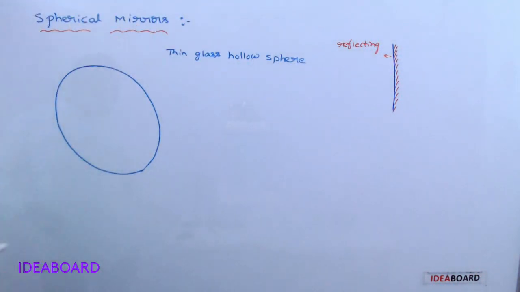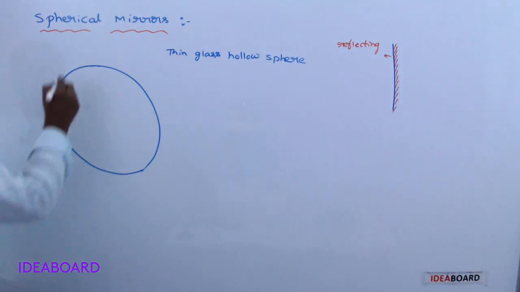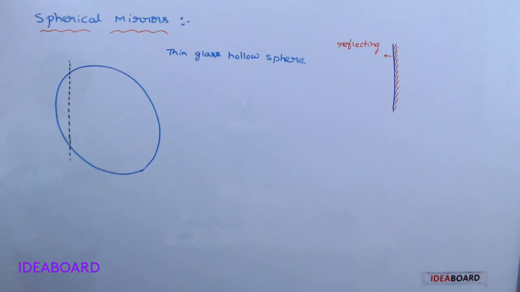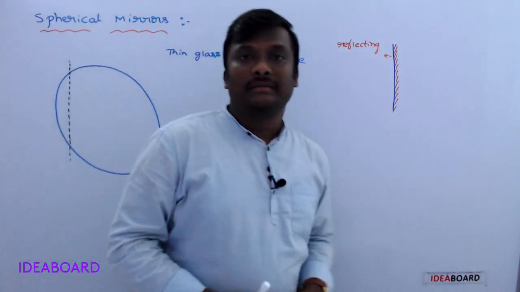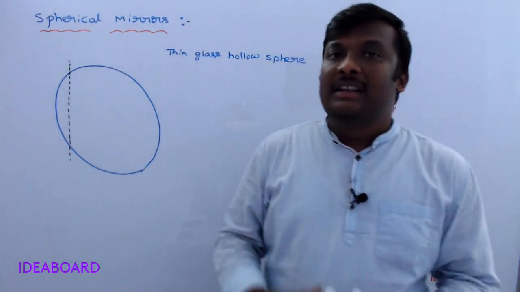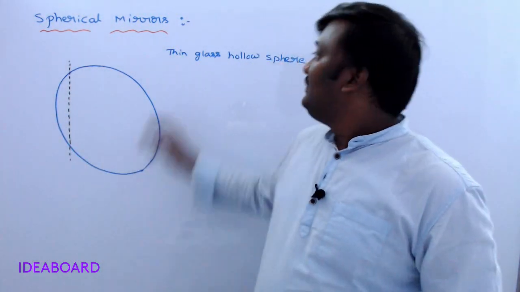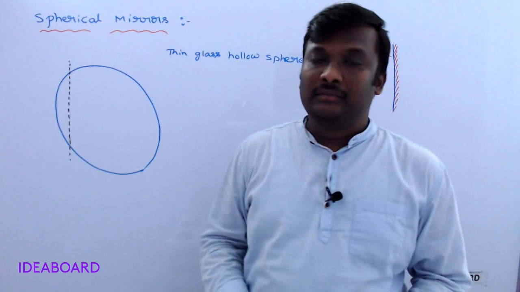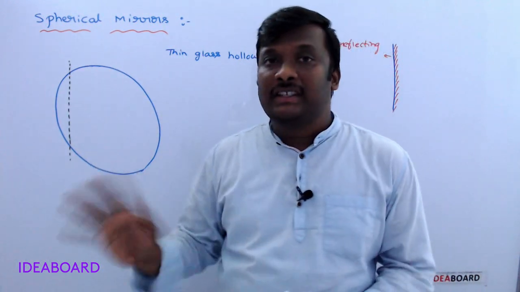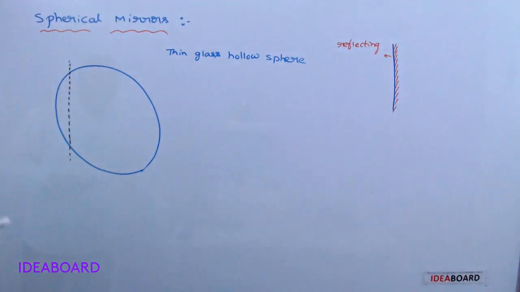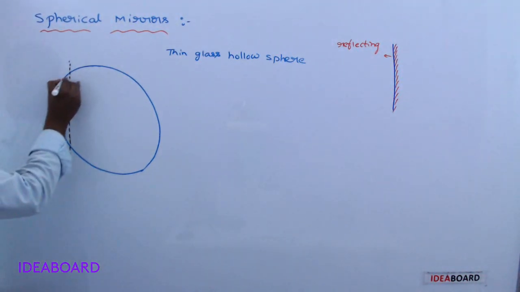Now, within this sphere, if you take a small portion, and one of its surfaces is polished, then it is called a spherical mirror. What is a spherical mirror? A spherical mirror is a part of a glass hollow sphere with one of its surfaces polished. Is it clear?